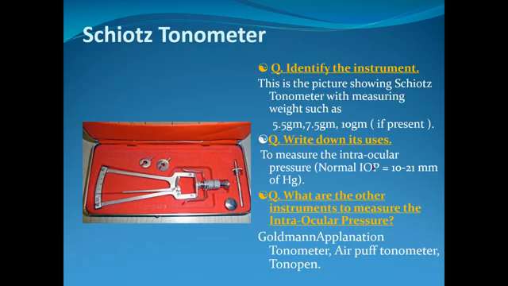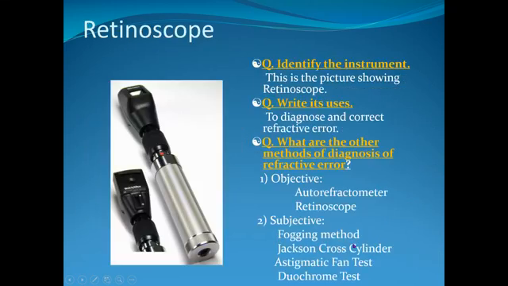Some examiners may ask you, even in OSPE, what is the normal pressure of the eye? The normal intraocular pressure is 10 to 21 millimeters of mercury. Hope everybody knows about this. What are the other instruments to measure intraocular pressure? Goldmann applanation tonometer, air puff tonometer, Tono-Pen. This is an OSPE question.